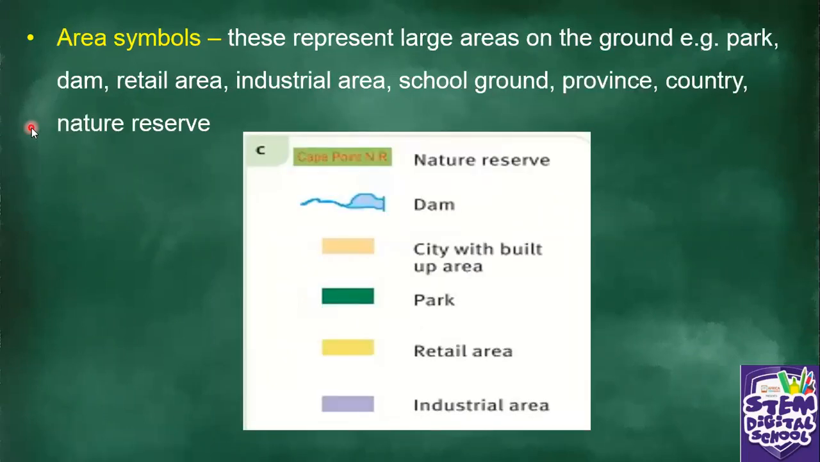And then we go to area symbols. These represent large areas on the ground, e.g. a park, a dam, retail area, industrial area, school ground, province, country, nature reserve. So the difference from the point symbol: the point, they just show a single building. Now these ones, they show a large area on the ground, like the whole industrial area, the whole school ground, okay? So these are the examples that are shown on the topographic map, the area symbols. So it will be in an area, maybe a rectangle shape or a square shape. Okay. So these symbols will be shown on the key. You know, a key on the map. So these symbols are shown on a key. Okay.